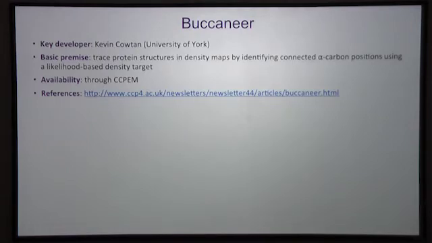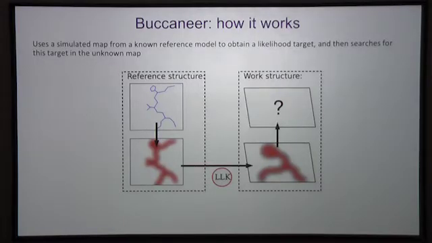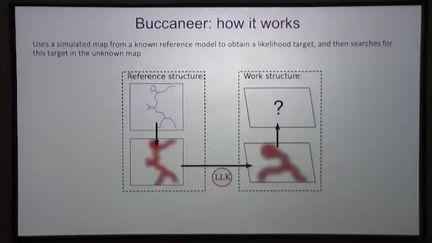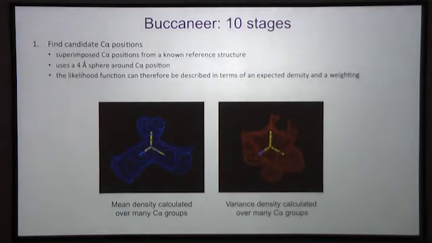So Buccaneer is developed by Kevin Cowtan at the University of York. And the idea is to trace protein structures in density maps by identifying connected alpha carbon positions. And to do this, it takes a known reference structure, and then it simulates a map from that based on your experimental map, taking into account things like resolution. And from that, it then identifies features that it can then use as a likelihood target to search in your experimental map.